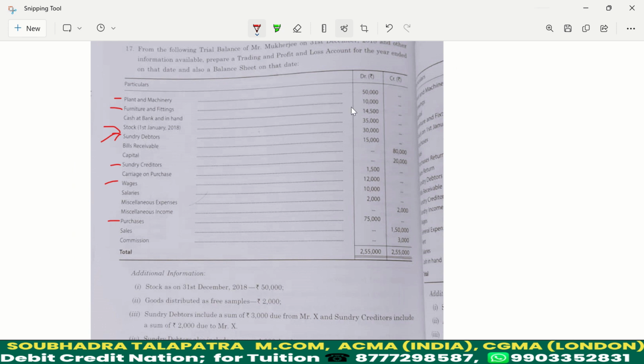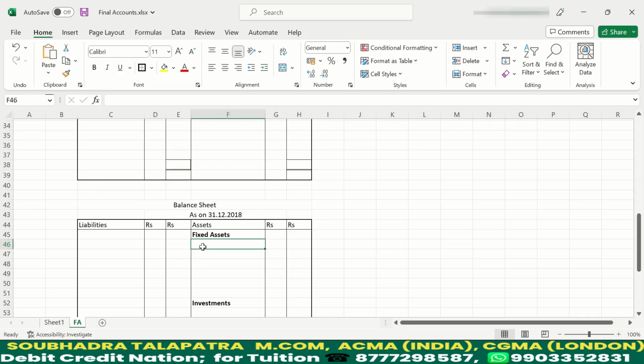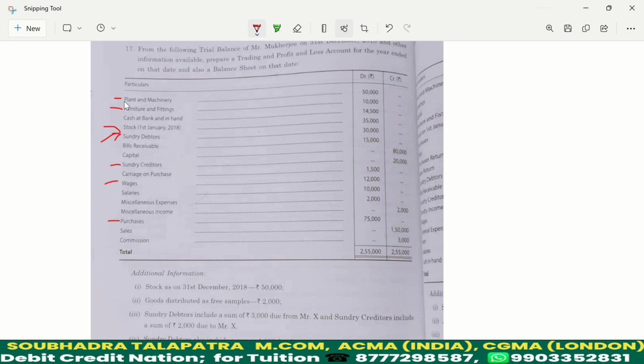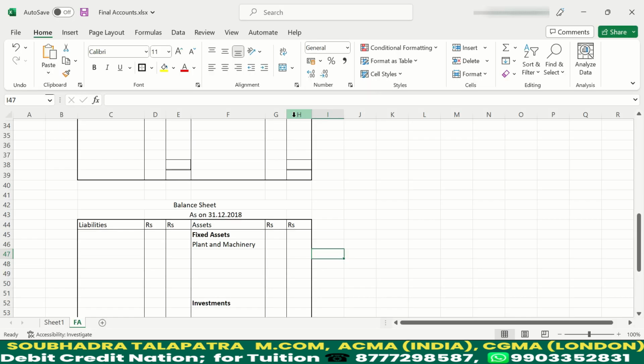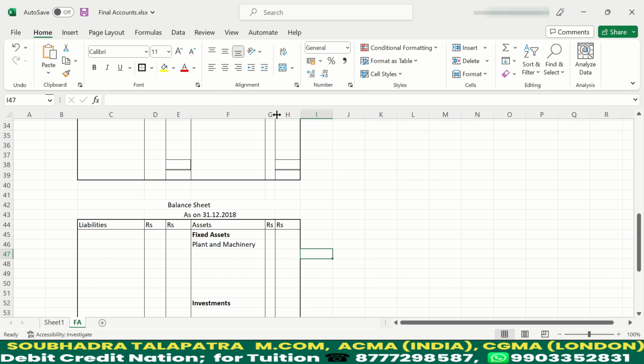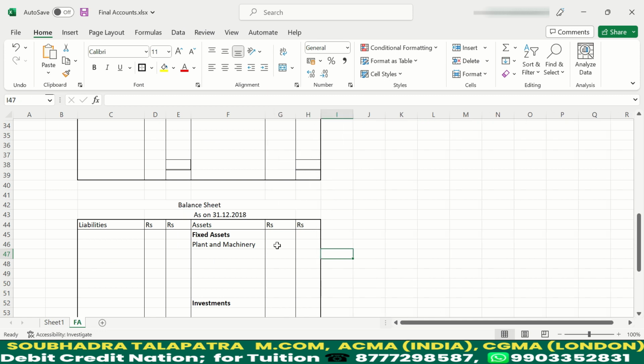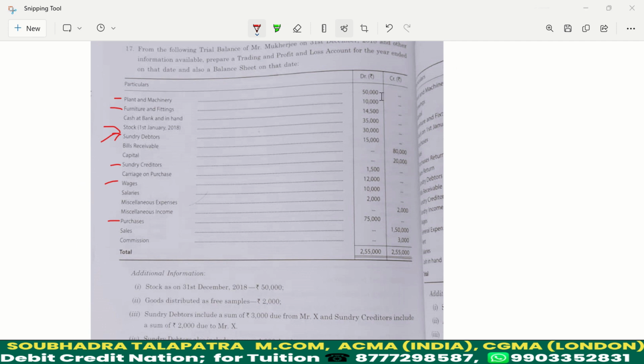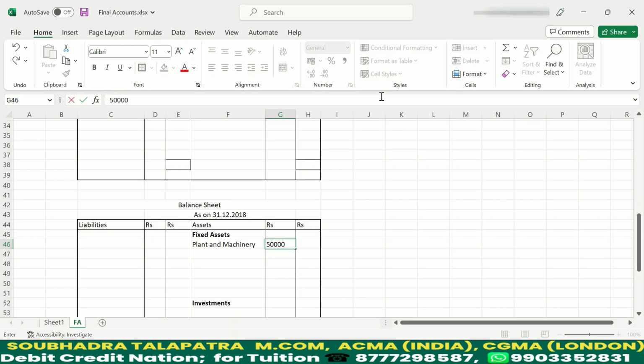Okay, so let's find the first item. We have plant and machinery, which is a fixed asset. So go down and under fixed assets you write plant and machinery. Now the trick is, why did we add these marks? For each item which has a mark, you need to enter the amount in the inner column. So here in plant and machinery, I will enter the amount of 50,000 in the inner column.